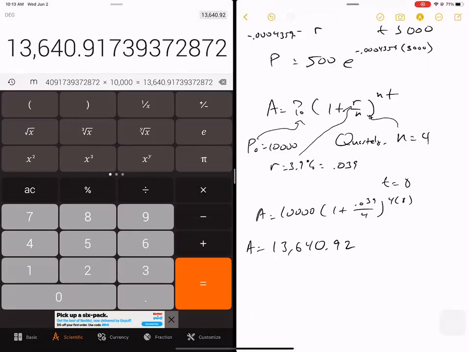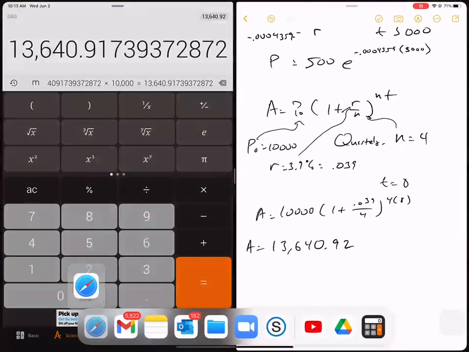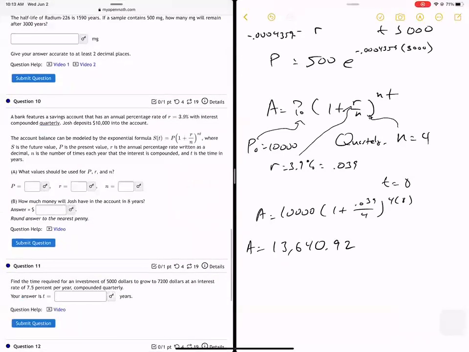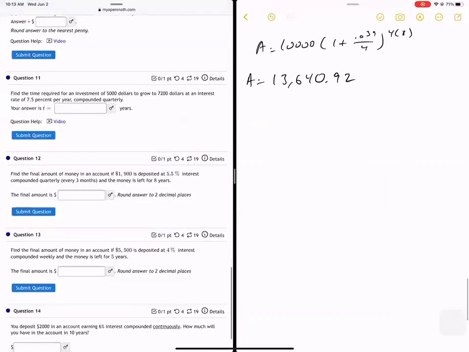Now, that seems like a lot of money, but over 8 years, if you had bought GameStop maybe, because it tripled in the last week, that could have been a better investment. But with great reward comes great risk. Okay, we're almost done here.